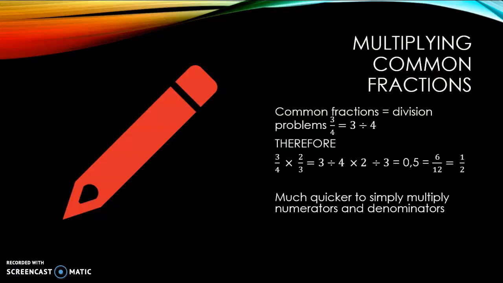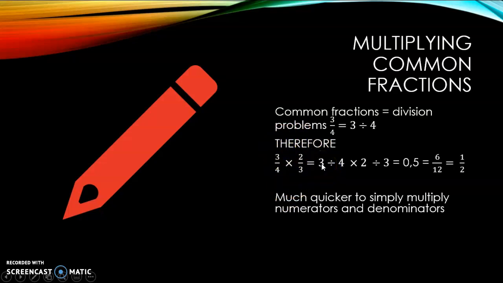When we start with multiplication with common fractions, we need to remember that a common fraction is also a division problem. 3/4 is also equal to 3 divided by 4. Therefore, when we look at multiplication with fractions, it is actually division and multiplication.